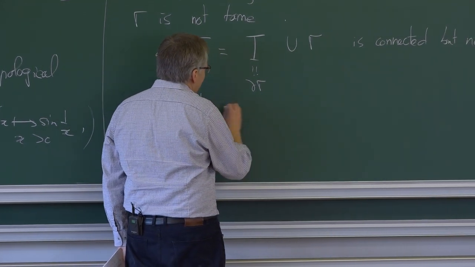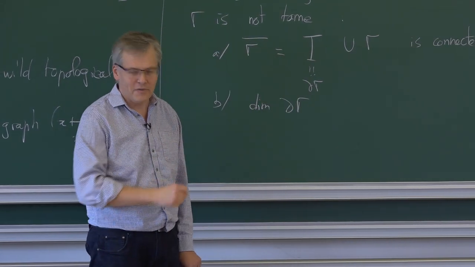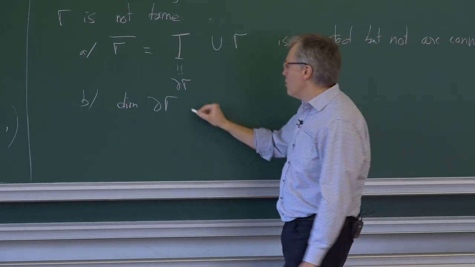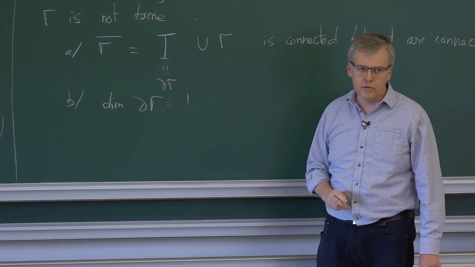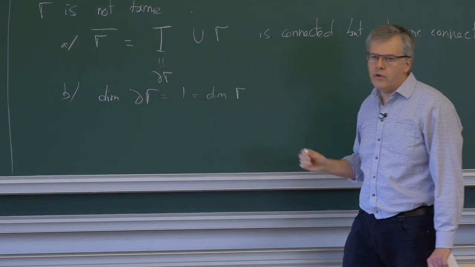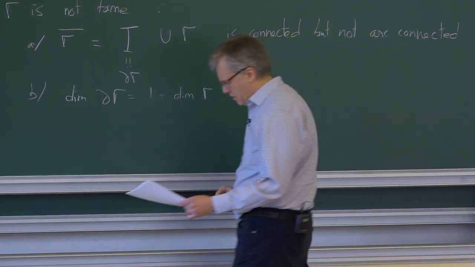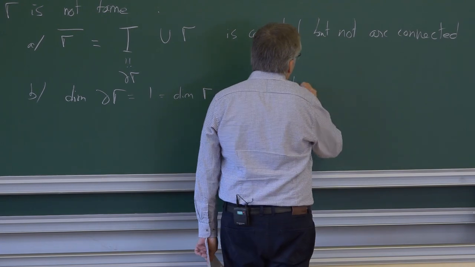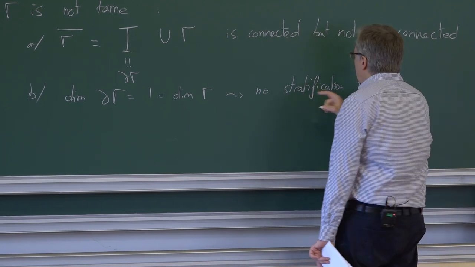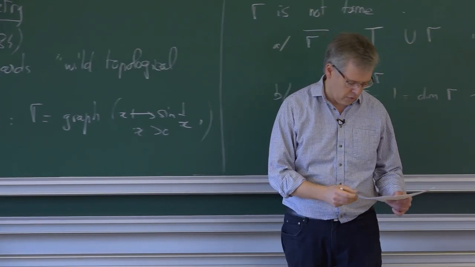So whatever, some authors will complain because I do not give a definition of dimension in this setting, but I think this is very intuitive. So if you look at the dimension of the boundary, so this is this vertical segment. So clearly this is dimension one, whatever the definition you use. But then this is also the dimension of gamma. And so it's well known that if you have this kind of properties, you cannot have any good stratification theory. So this is bad. So no stratification theory. And really, this idea of having a stratification is the main argument developed by Grothendieck in his Esquisse d'un Programme.